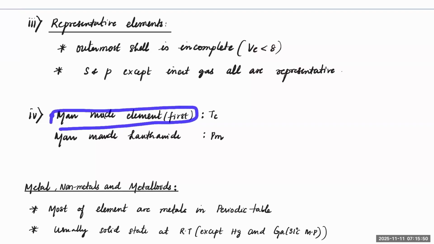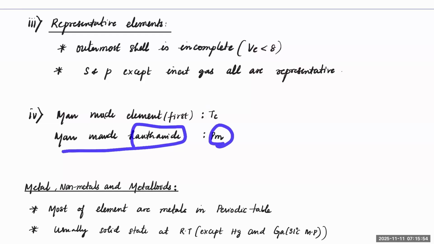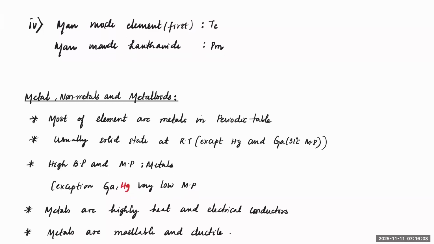Man-made elements. The first man-made element is technetium. The man-made lanthanide is Pm, promethium. Clear?